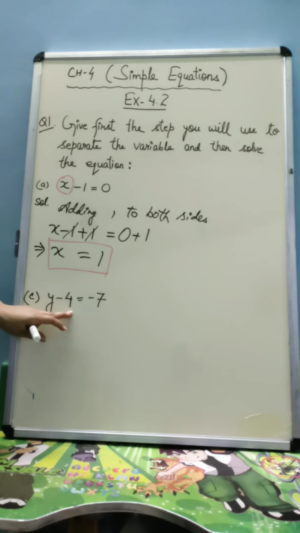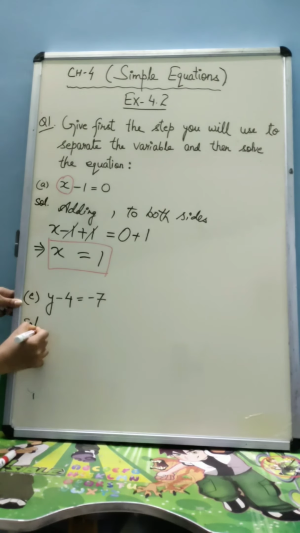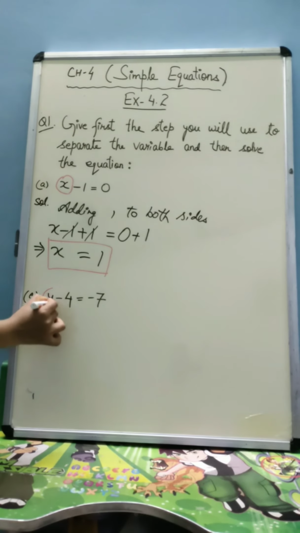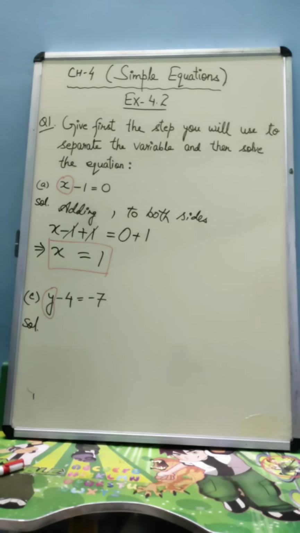It's y minus 4 equals minus 7. So how will we do it? Again, we have to separate the variable here. What is the variable? The variable is y. The unknown quantities are the variables. So here we have y as the variable. So we have to separate it first.